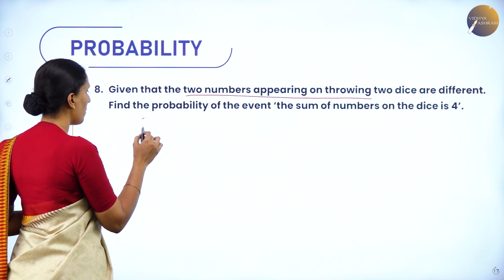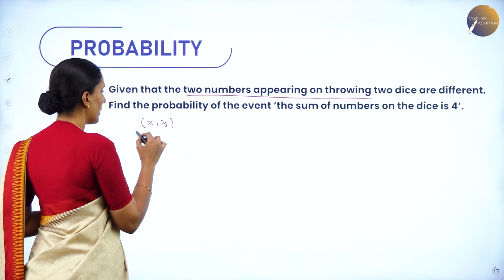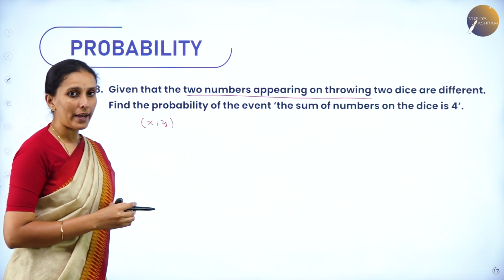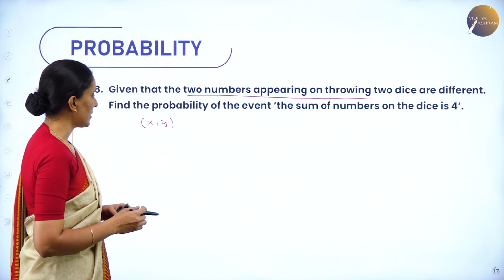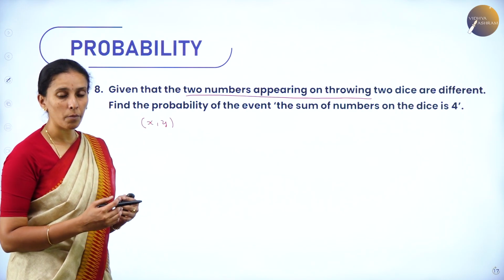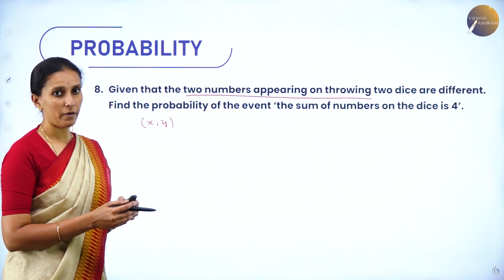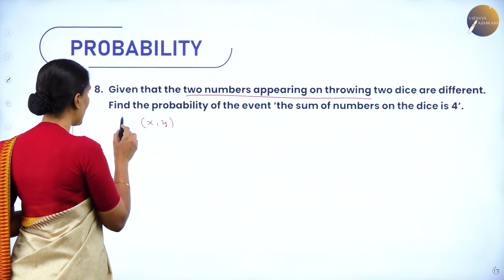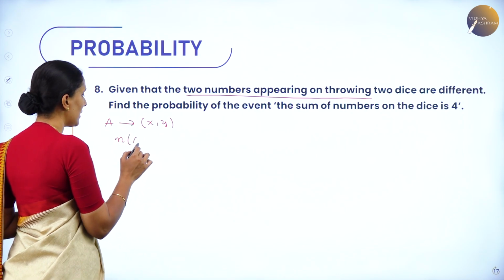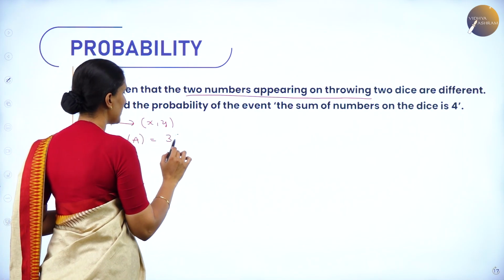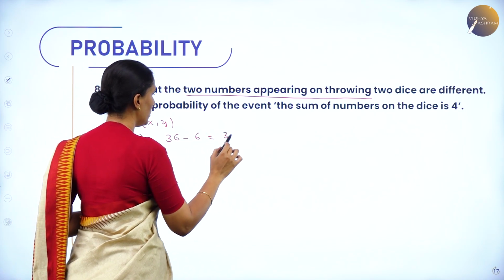Suppose (x, y) is the sample space, then the two dice should show different numbers here. So it cannot be (1,1), (2,2), (3,3), (4,4), (5,5) and (6,6). So if I consider this as an event A, then the number of elements in A is equal to 36 minus 6, which is equal to 30.